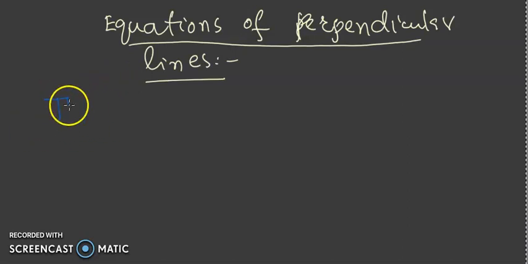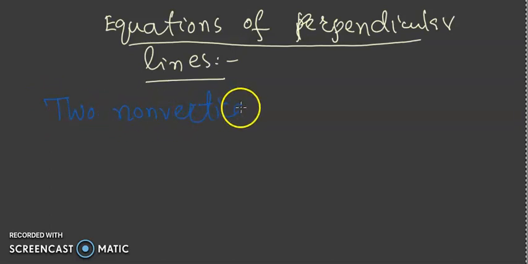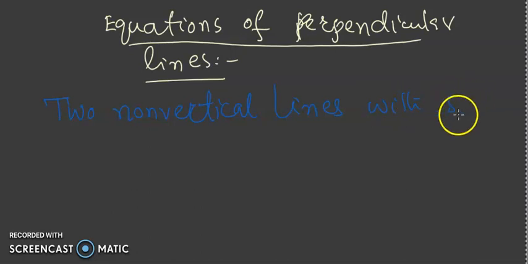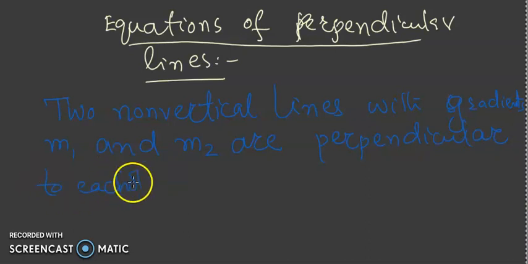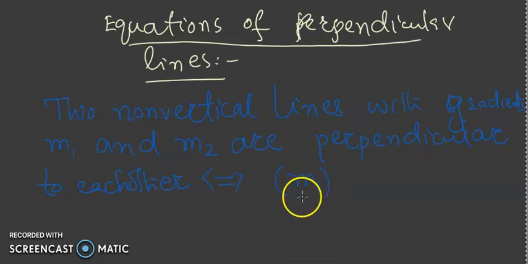So we say two non-vertical lines with slopes, or gradients, m1 and m2 are perpendicular to each other if and only if m1 multiplied with m2 is equal to -1.